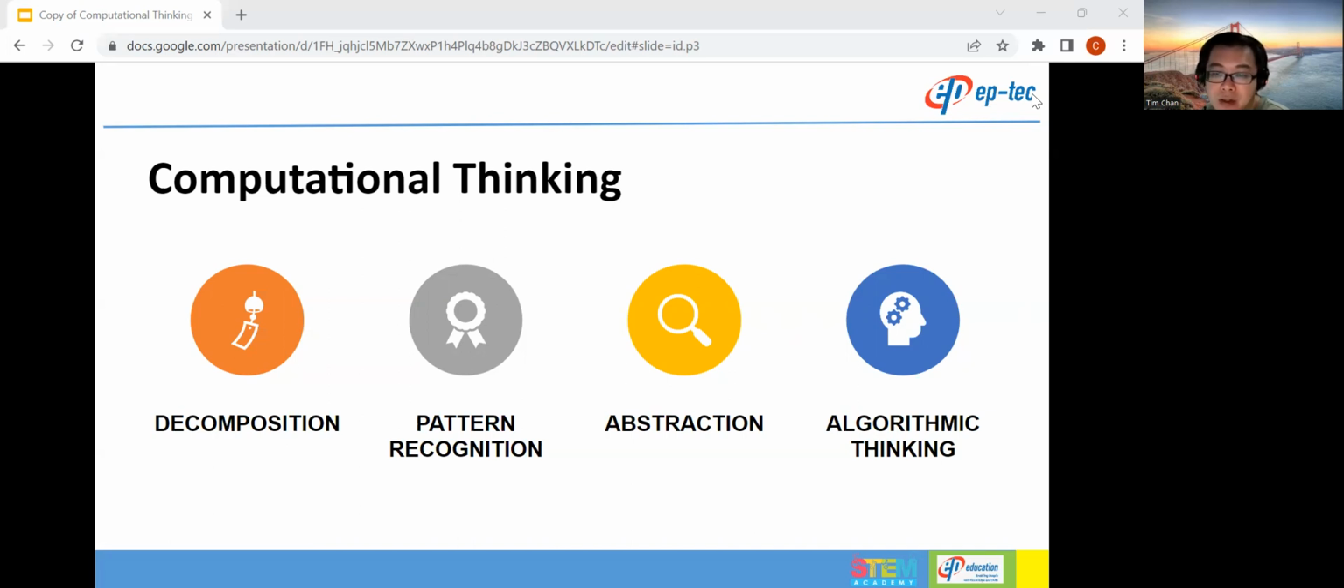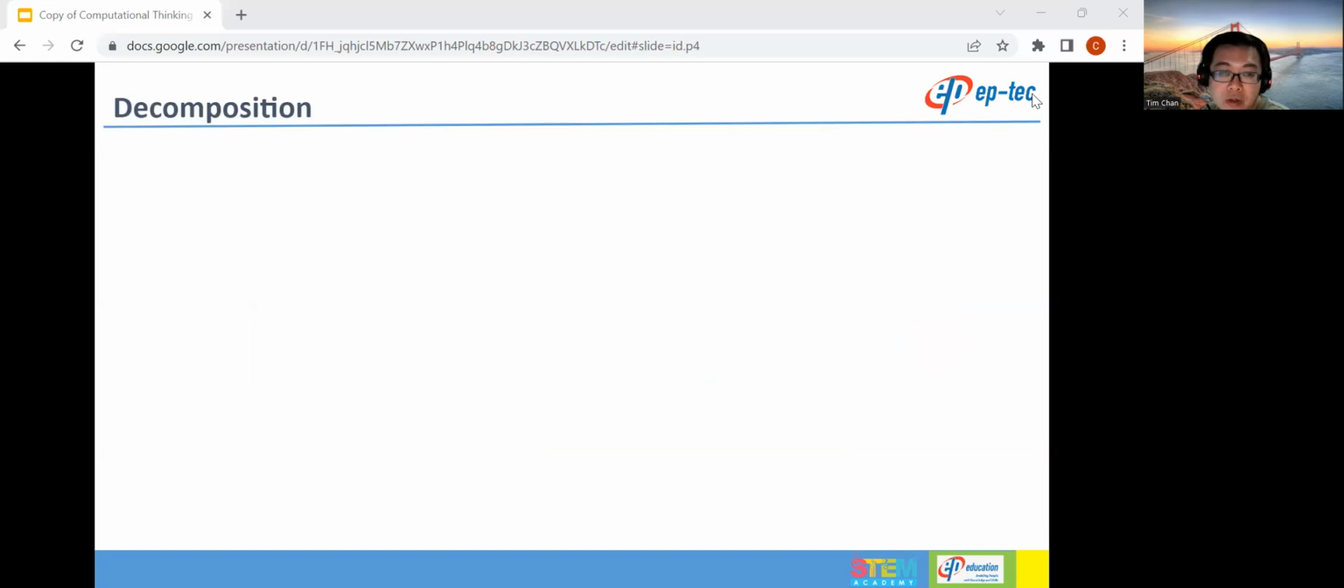Next, algorithm thinking. What is algorithm thinking about? It is about looking at the sequence or steps to solve the problem. So far, does this sound complicated to you? Not to worry. We are going to talk about each of them in the next few slides, which can help you understand the 4 steps better. Right now we are going to talk about decomposition.